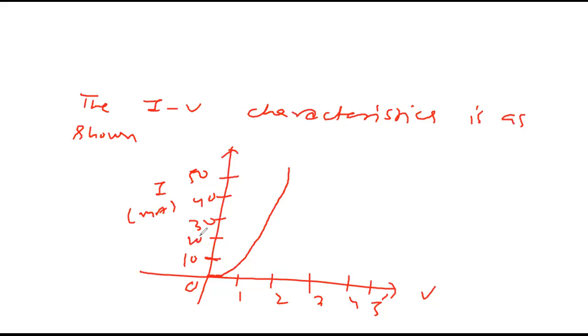Advantages of LED. First point, it consumes less power. Second, it has long life.